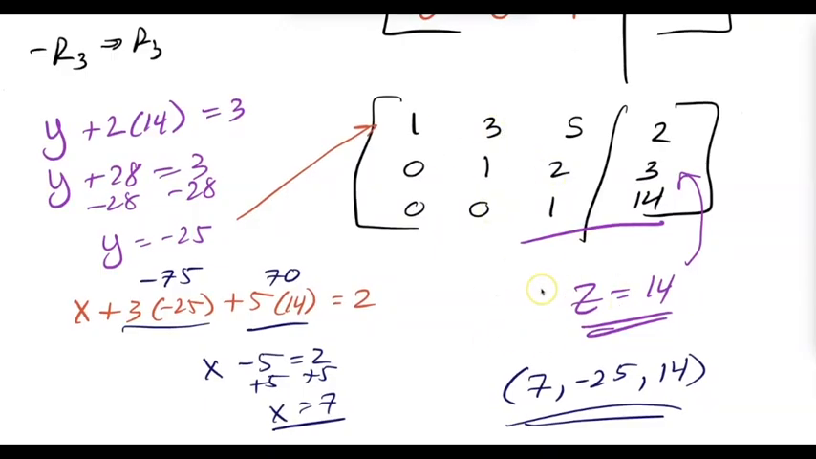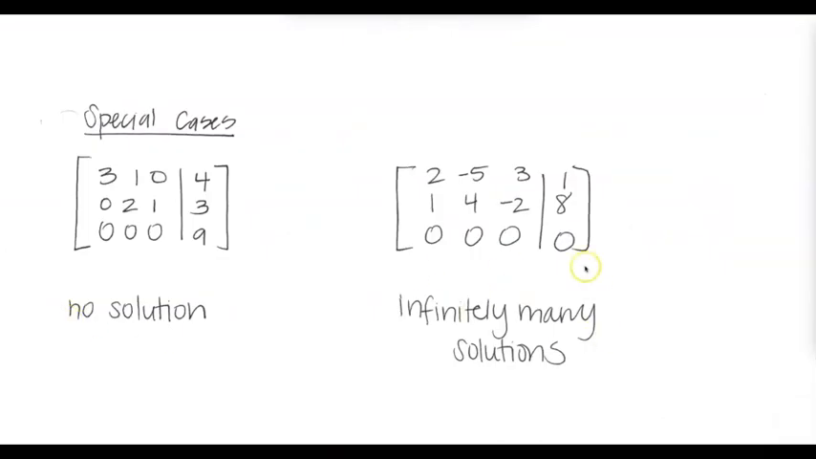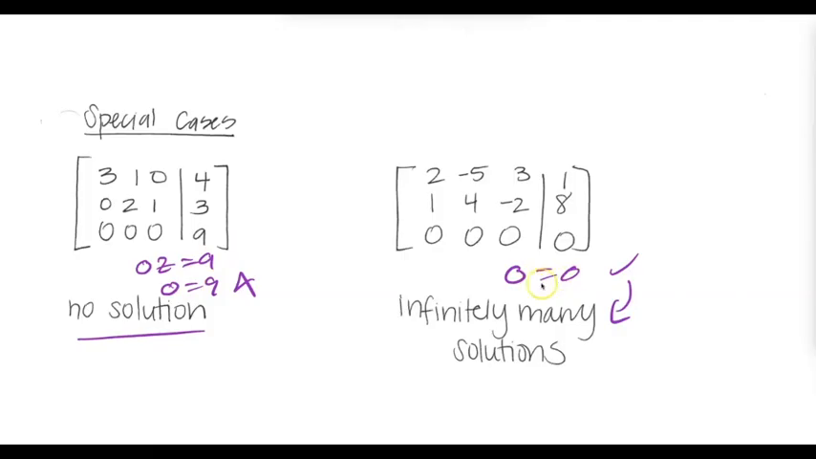Since they are linear equations, we have two special cases. We can either have no solution or infinitely many solutions. Right here, you can see from the bottom row that you essentially have 0 equals 0, which is a true statement, infinitely many. And on this one, at the bottom here, you get 0z equals 9, which is basically 0 equals 9. That's false, so no solution. So just like when you solve linear equations normally, if you get a true statement, infinitely many. If you get a false statement, no solution.